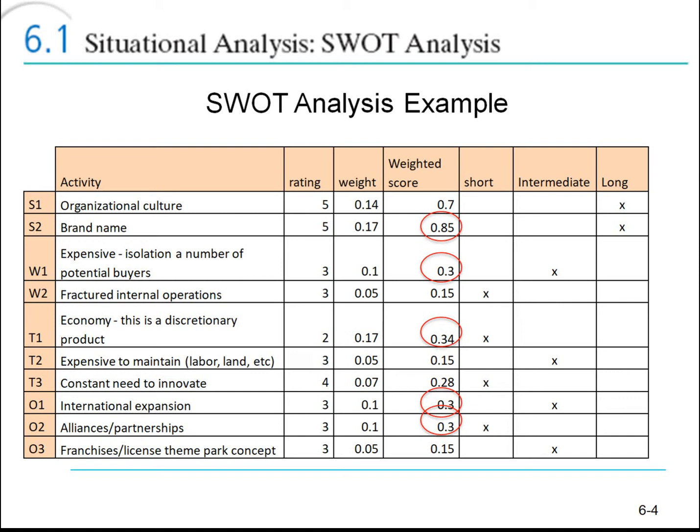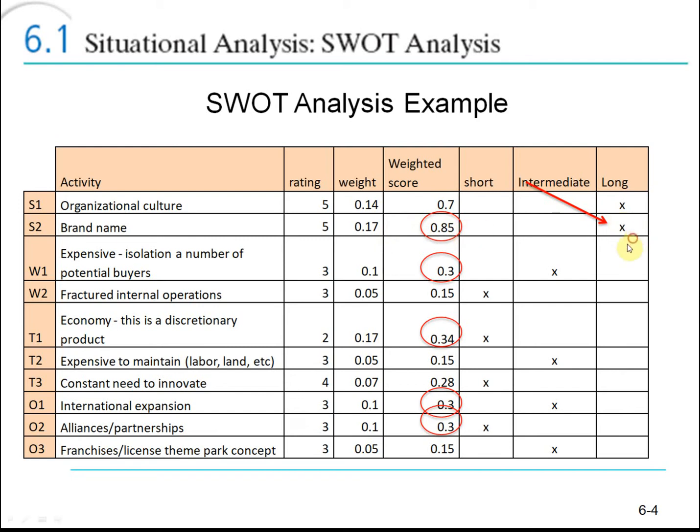The important thing here is we want to use the weighted score to identify activities that we want to move on quickly. We want to move on to the next 12 months, which means the short-term category and the intermediate category are the two most important categories for us to look at. If you look here at brand name, the company's been doing well at it. It's important for the industry. This is their highest weighted score, but this is also long-term.